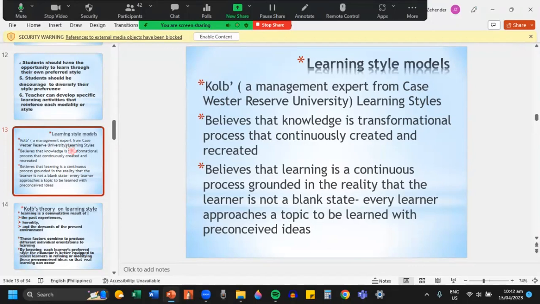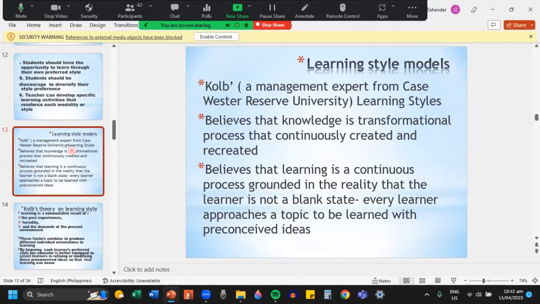So he believed that knowledge is transformational. It's a transformational process that is continuously created and recreated. So knowledge is just like nursing, it is evolving. It evolves through time, and it is improved. The longer it goes, or the longer it stays, it still undergoes an evolution. Okay, and there are more facts or more information added to present knowledge. Okay, that's the beauty of it.